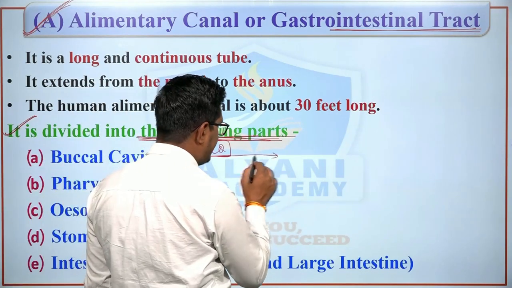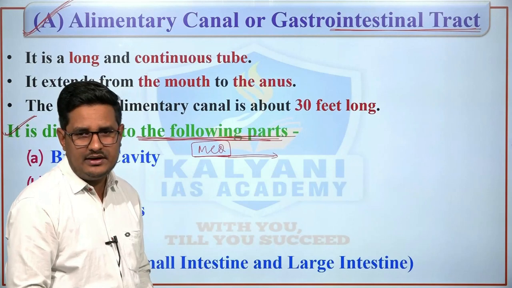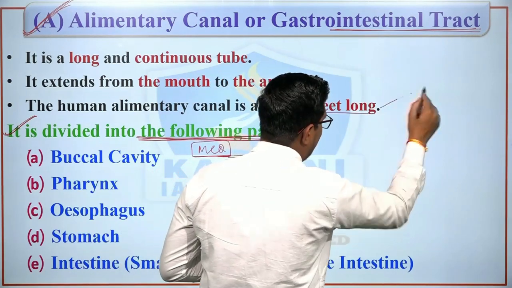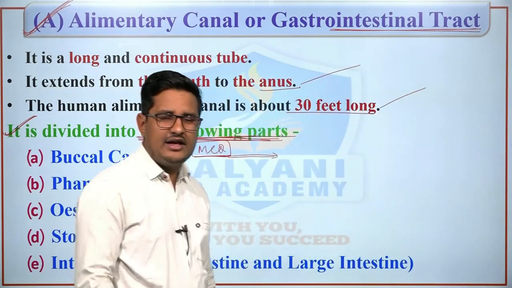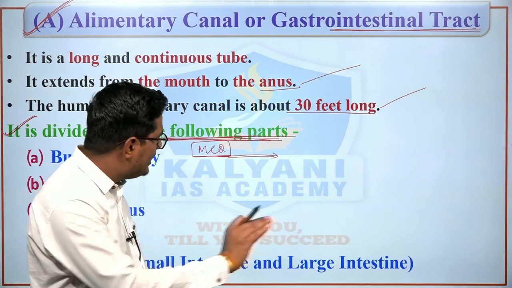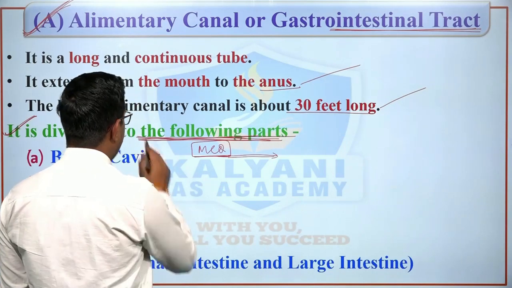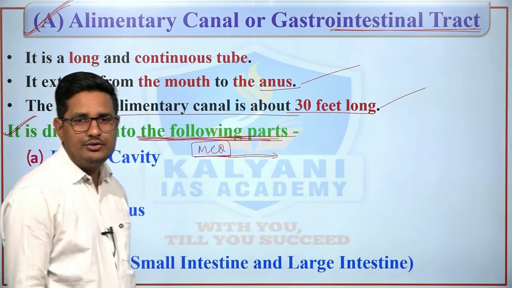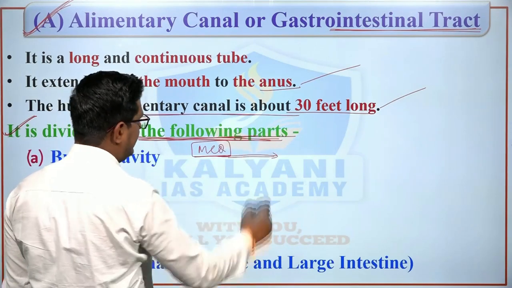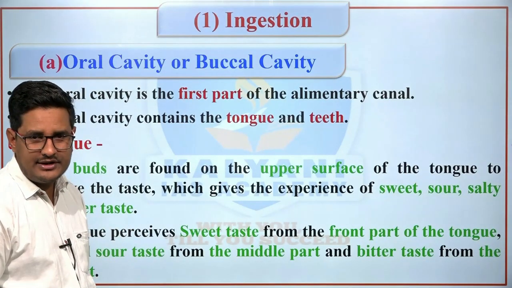Now I would like to tell you which type of MCQs would be asked from this topic. When I make you understand the whole topic, I will not repeat the same sentence. The factual information is asked in the form of MCQs. For example: what is the length of the alimentary canal in human beings? What is its extension? How many salivary glands are there in the human body?